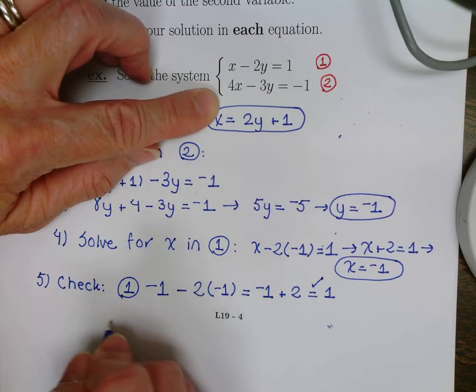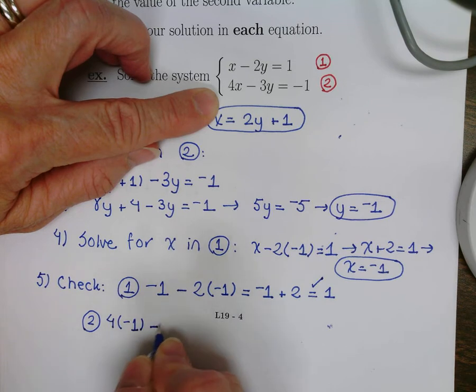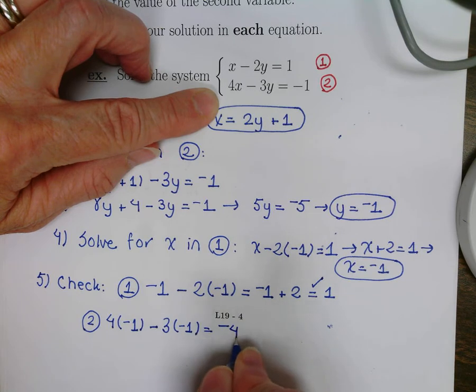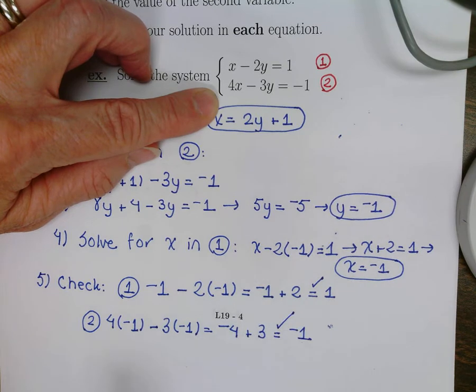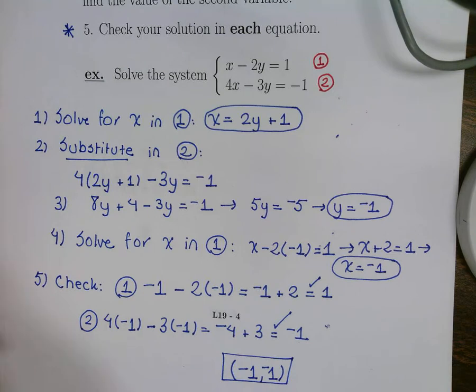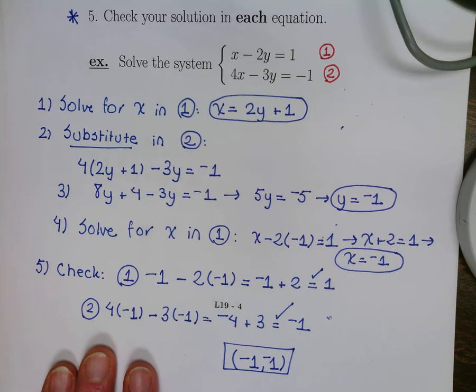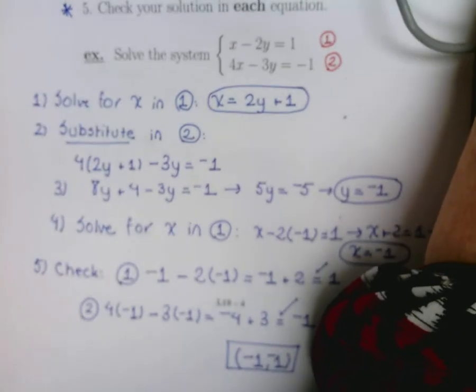Okay, equation 2, again, x is -1 and y is -1. That is -4 plus 3, and that is equal to -1, and it satisfies both equations. So we found the solution. It is a consistent system, and our solution is (-1, -1). Okay, we'll stop right there and come back in a minute.